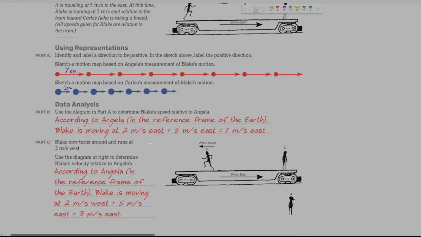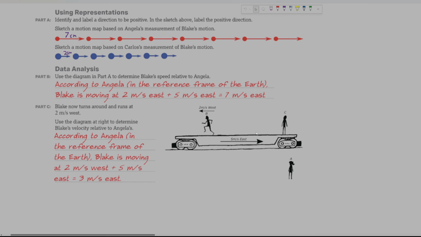Part C, Blake now turns around and runs at 2 meters per second to the west. According to Angela, use the diagram at the right to determine Blake's velocity relative to, or according to, Angela.